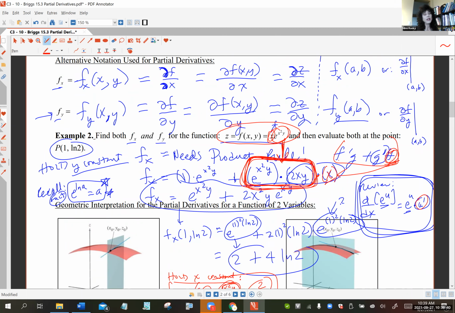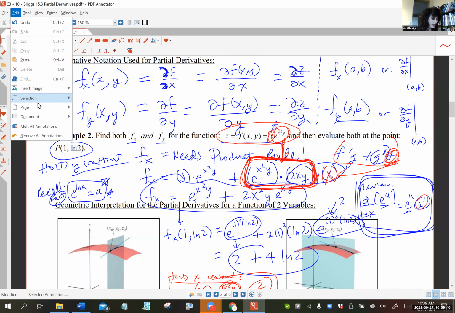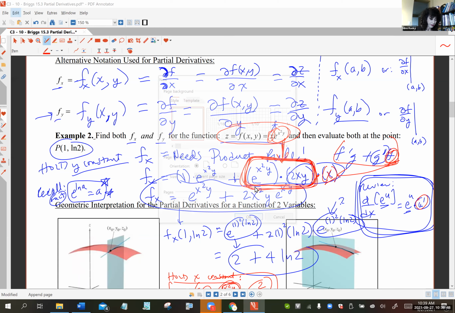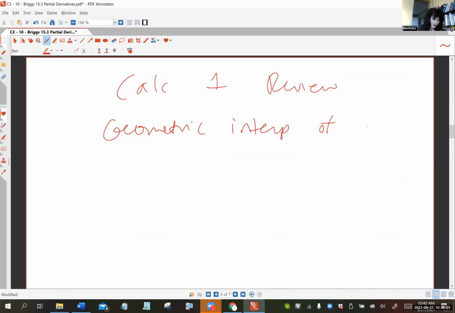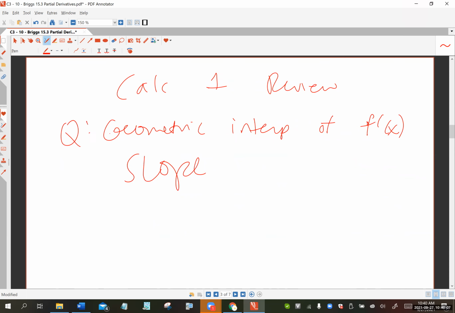Now let's talk about what these partial derivatives mean. Well, let's back up a little bit. When you took Calculus 1, what did it mean when you got the derivative at a point? So, quick Calc 1 review. What's the geometric interpretation of f prime of x? Yeah, slope. So here's the question, and then here's the answer, slope.